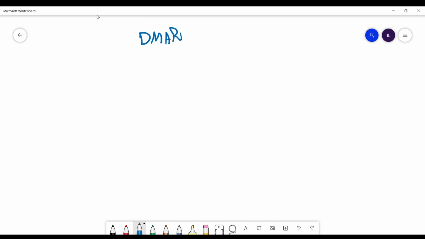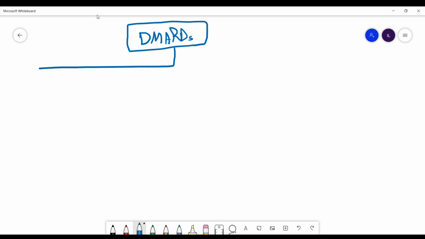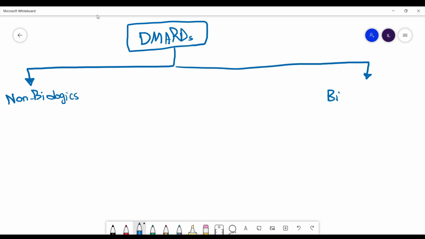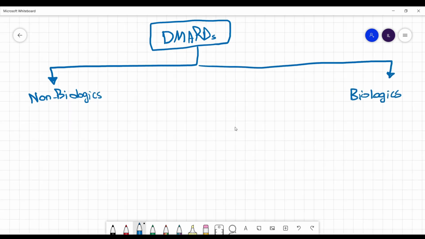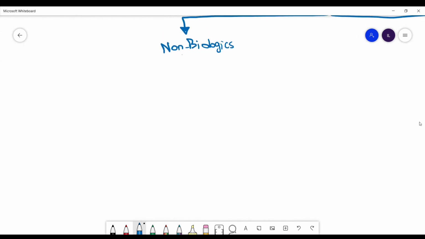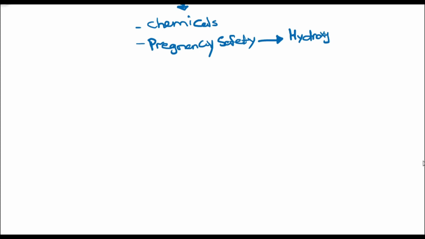Now let's move on and talk about the DMARDs. So the DMARDs are composed of two categories: non-biologics and the biologics. Non-biologic means they are chemically derived, and they like you to know which of them are safe in pregnancy, and two are safe: hydroxychloroquine and sulfasalazine.